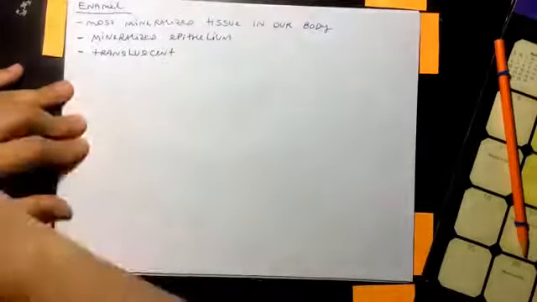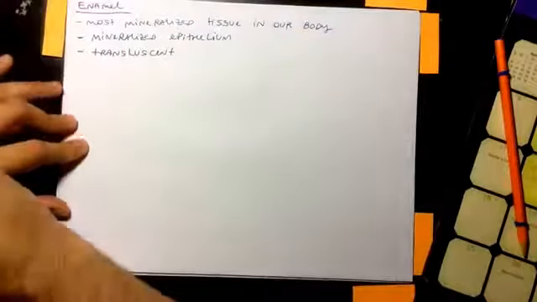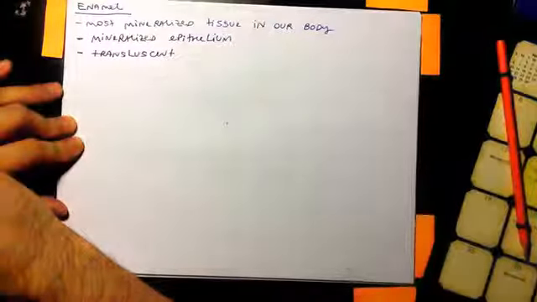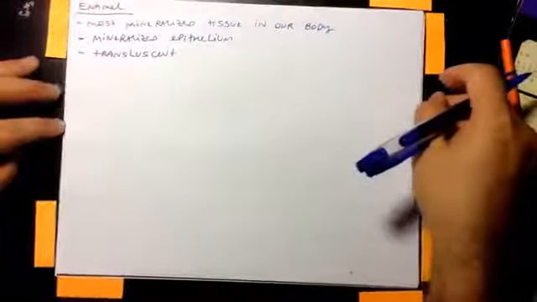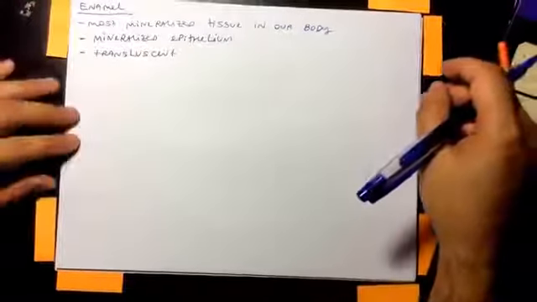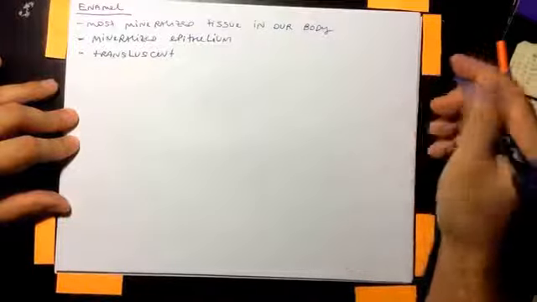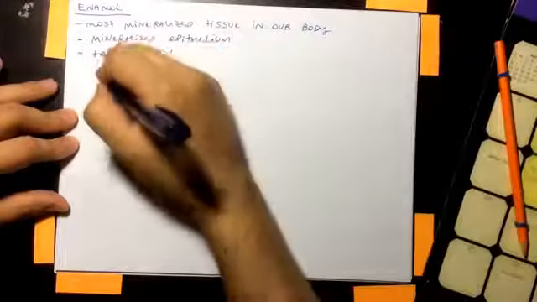Translucent means that it really doesn't have a color, and actually enamel is the reflex color of the dentin, and dentin is yellowish. We're gonna talk about dentin later.